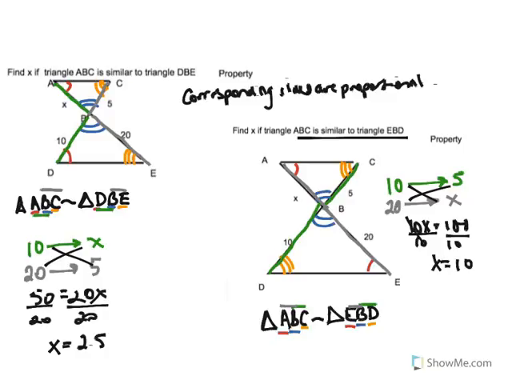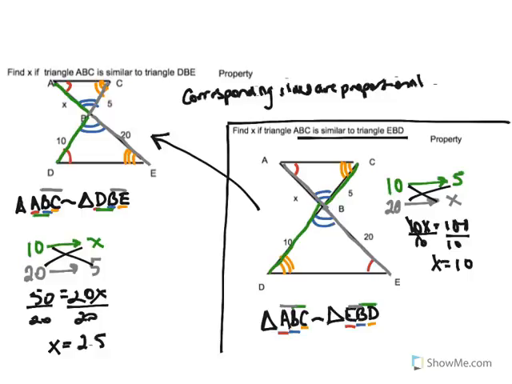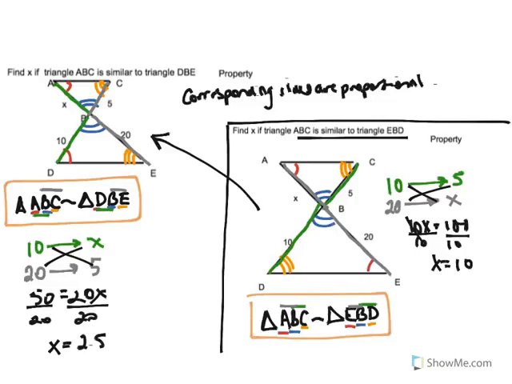Now, I really want you to see something right now. This one is literally the exact same figure as this one, only the similarity statement is different. Look at the similarity statements. This similarity statement is different from this one. It looks like the DBE order over here was switched around. And look, it gave us completely different answers for x.